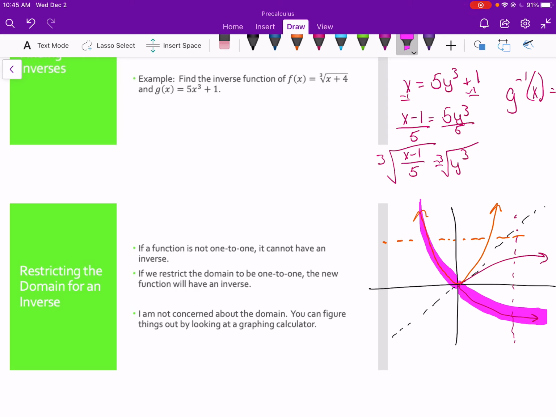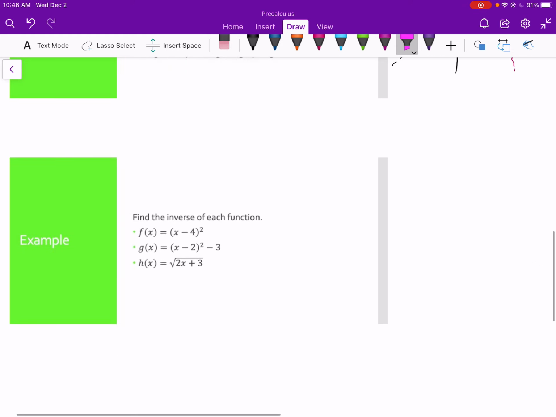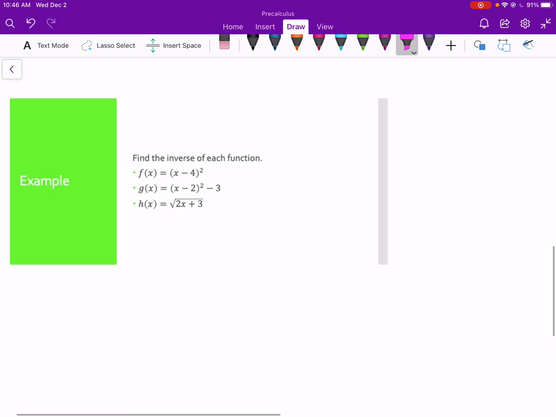Personally, I'm not concerned about the domain. You can usually figure things out by looking at a graphing calculator. I am more concerned about you being able to calculate inverses and find them. So don't worry about restricting the domain if the assignment asks you to do that. Let's just do some more inverses. Find the inverse of each function.